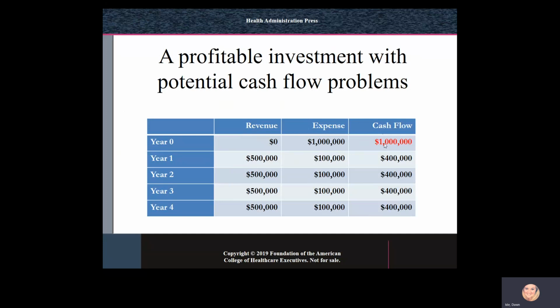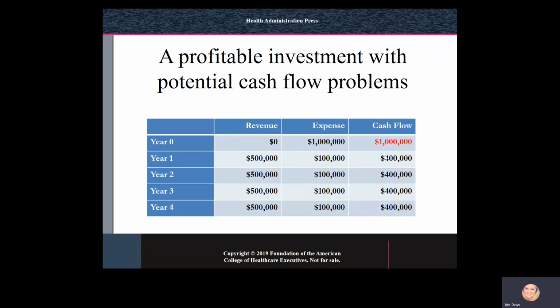In year one, though, you made $500,000. Your expense was only $100,000, right? So your cash flow then was $400,000. So you spent $100,000 in expenses, but you took in $500,000. So $500,000 minus $100,000 equals $400,000, and it's black because you made that money. Okay, so that's good. So the first year you lost money, the second year you made money.